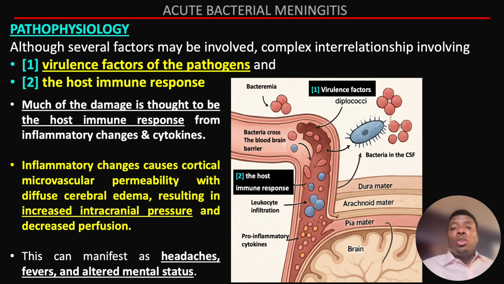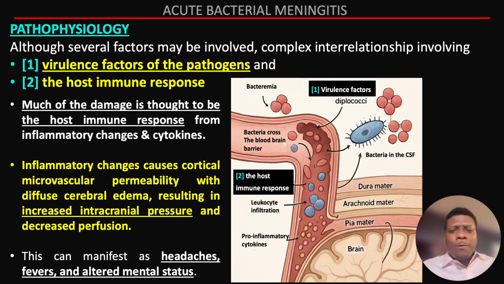And that's because in response to the infection, the body produces inflammatory cytokines and inflammatory changes such as increased permeability, which can also increase the risk of damage to the brain. That can result in increased intracranial pressure and a lot of the symptoms we see with meningitis, such as fever, headaches, and altered mental status changes.